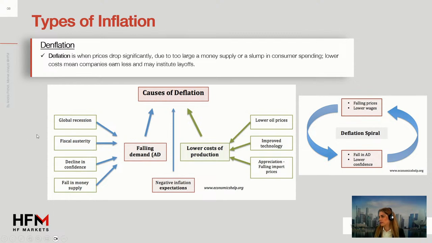So recession, fiscal austerity, declining confidence, falling money supply are some of the causes that could lead to deflation. And also another scenario is lower oil prices, improved technology, appreciation, or falling import prices, which can lead to lower cost of production, and can also be causes of deflation.